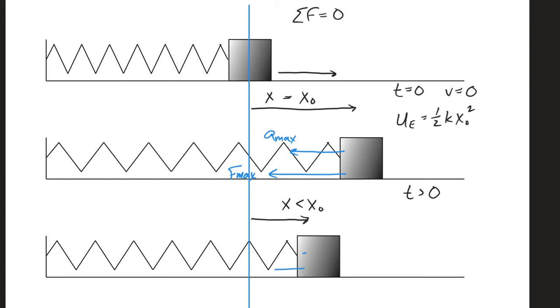This means that the force has been reduced and the acceleration has been reduced. There's less force and there's less acceleration. But our system has acquired velocity, which means that the energy now is a mix between potential energy and kinetic energy.